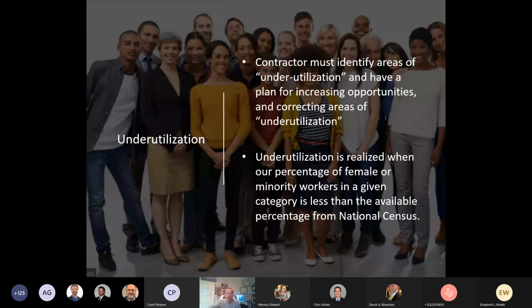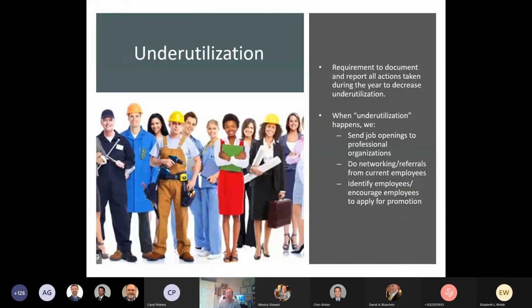When we have underutilization, this is where the affirmative in affirmative action takes place. We have a lot of things that we have to do to take actions to decrease that underutilization. We send job openings out to everywhere. And when I say everywhere, I mean everywhere. Our job openings go to about 100 or more different professional organizations, trying to get as many candidates as we can, right? We don't just post jobs up to Monster or LinkedIn and hope we get some good, diverse candidates.